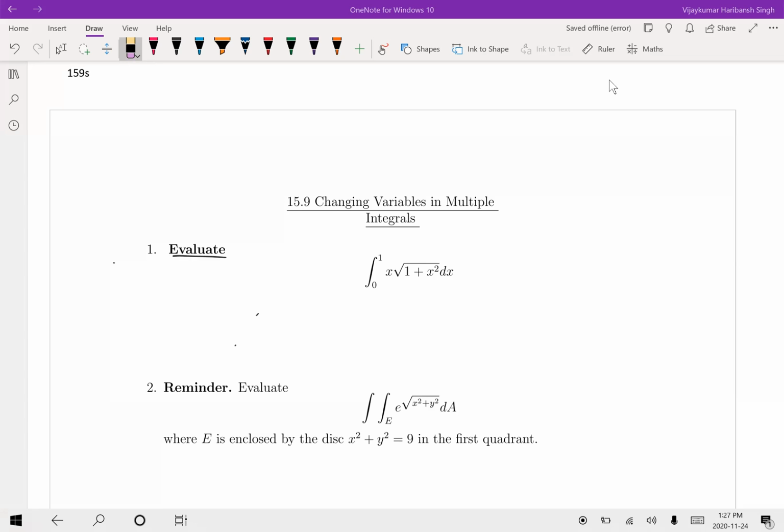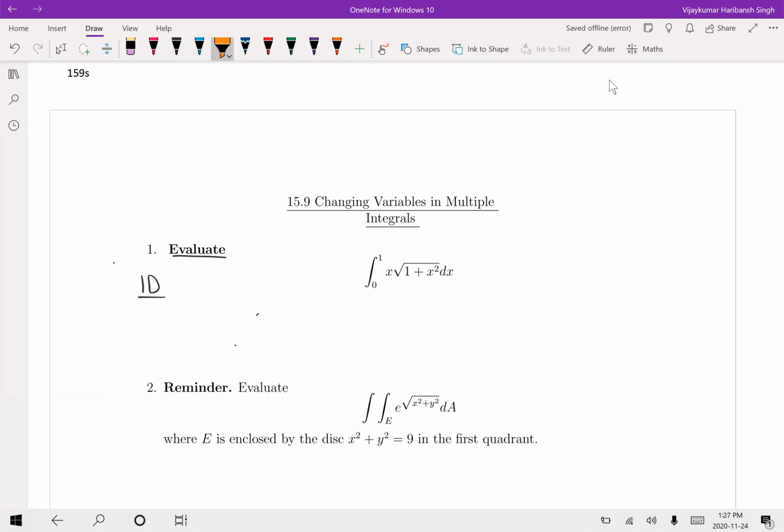Welcome students. We want to discuss changing variables in multiple integrals. Let's start with a 1D example. In this case, suppose you have the following integral. You want to evaluate the integral from 0 to 1 of x times the square root of 1 plus x squared dx.